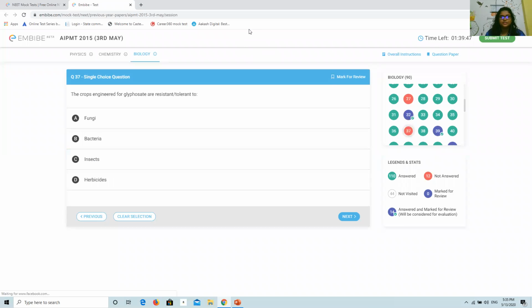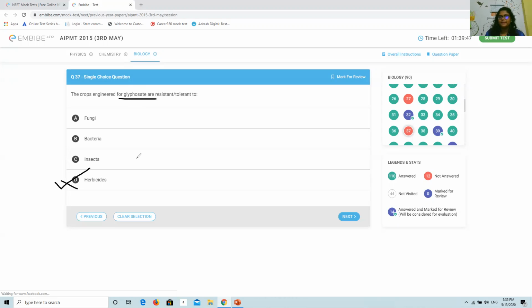Let's see. The crops engineered for glyphosate are resistant or tolerant to... Okay, so to first understand this question, let's see what glyphosate is. Glyphosate is actually an N-glucosamine kind of structure, which is used as a protective against herbicides, against all those herbs which you find unwanted. So yeah, it is tolerant to the herbicides. The crops which are engineered for glyphosate are generally tolerant to the herbicides.